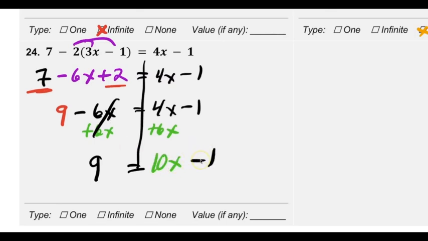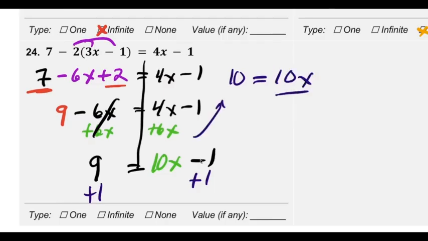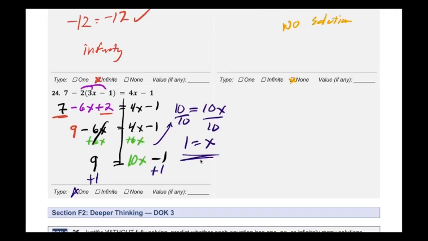So let's get rid of that 1. Let's add 1 on both sides. Like we get 10x. Oops, sorry. 10 is equal to 10x. So divide by 10. 1 equals x, or x equals 1. Either way works. So we have one solution there.